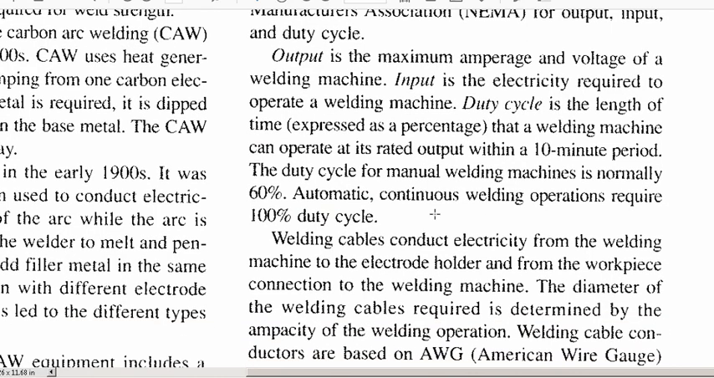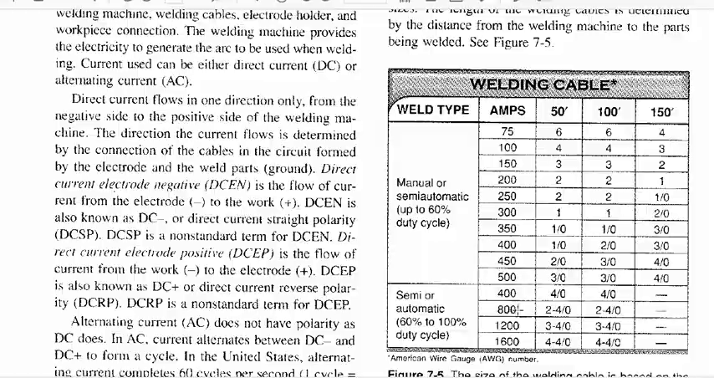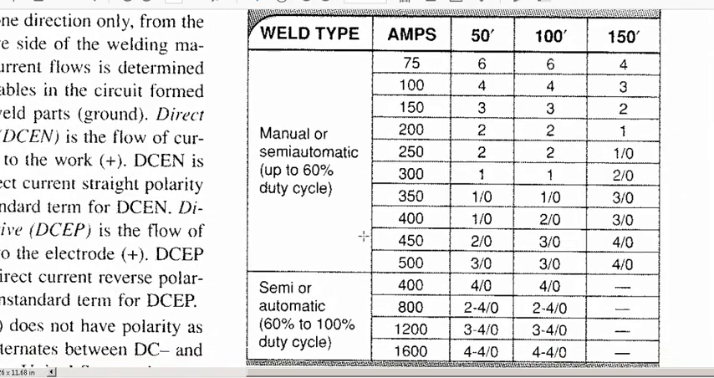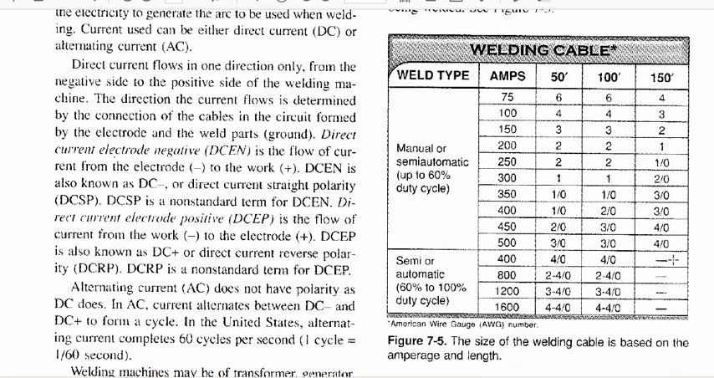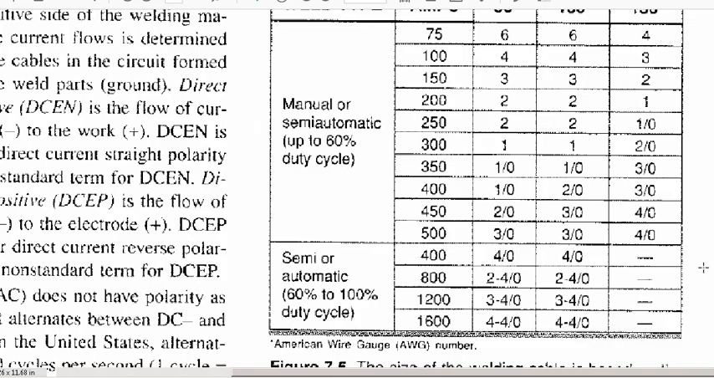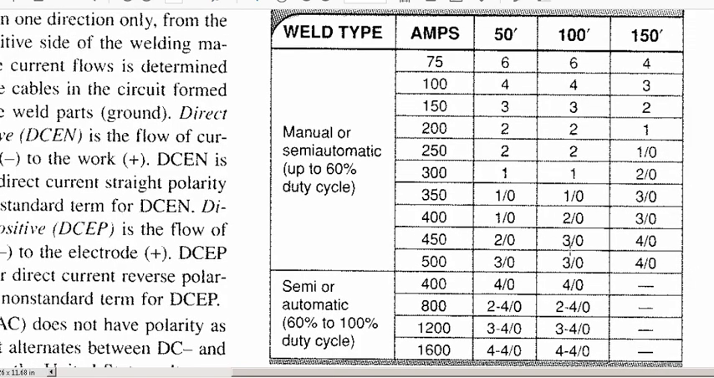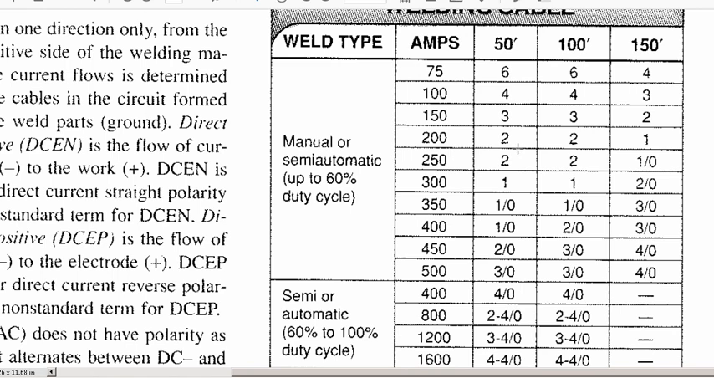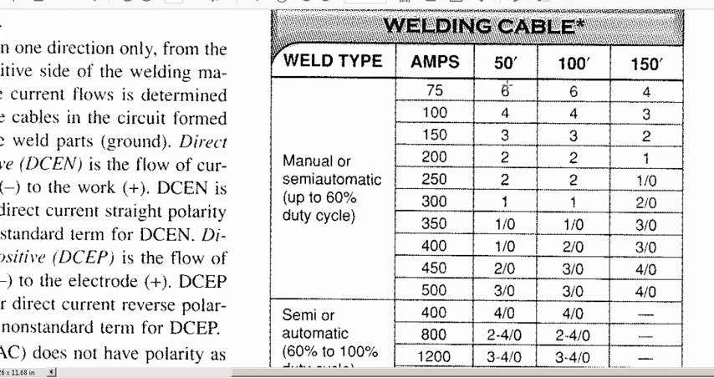Take a look at this chart here. This is a kind of suggestion or recommended welding cable size based on the amperage and the length. So let's say you're running a machine that runs 75 amps and you have a 50-foot cable. You're probably going to have a number 6 wire. Again, these are AWG sizes. If you're getting up to 100 feet, you're okay. You can still go with a 6.